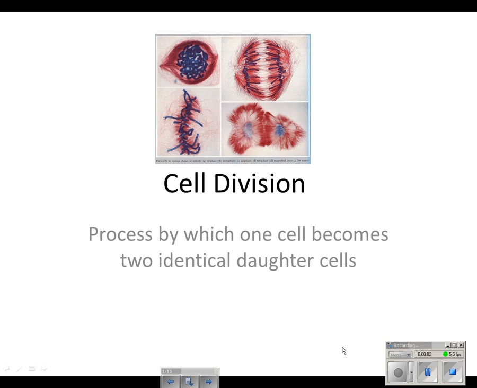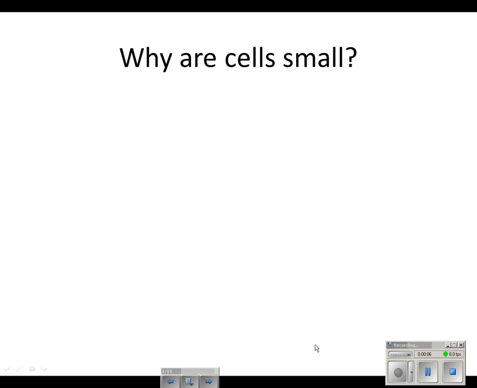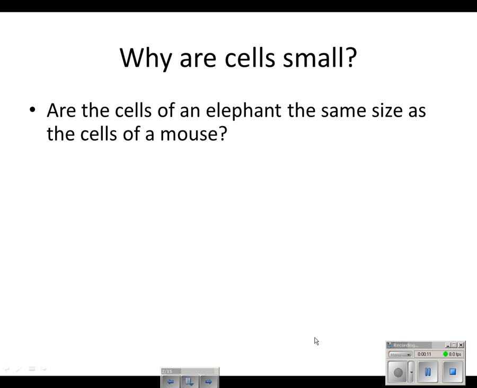Cell division, the process by which one cell becomes two identical daughter cells. So let's start with the question of why are cells small? Well, we also need to ask, are the cells of an elephant the same size as the cells of a mouse? And I hope you answered yes, but why?